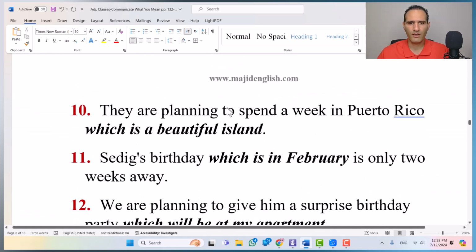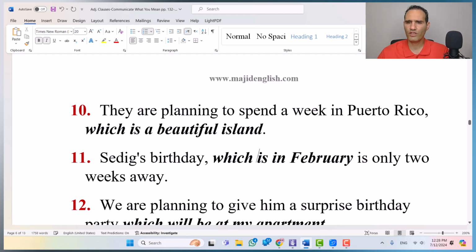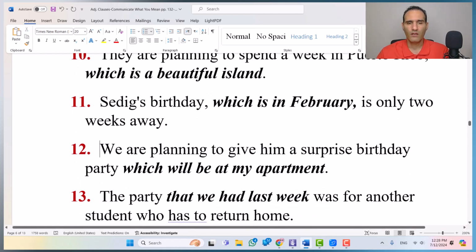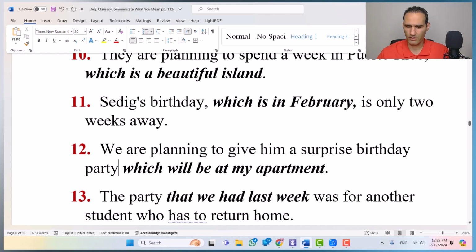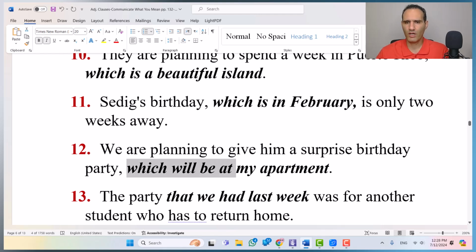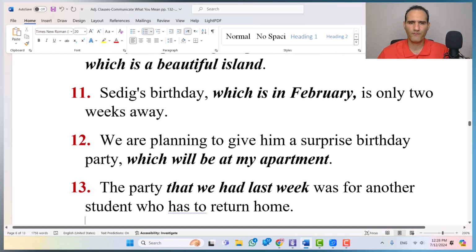Number 10, they are planning to spend a week in Puerto Rico. So you all know that this is an unnecessary adjective clause. Its birthday, just one birthday for each person. So again, unnecessary adjective clause, which is 2 weeks away. We are planning to give him a surprise birthday party, comma, which will be, because it is a surprise birthday party, there is just one surprise birthday party, and that is the story.